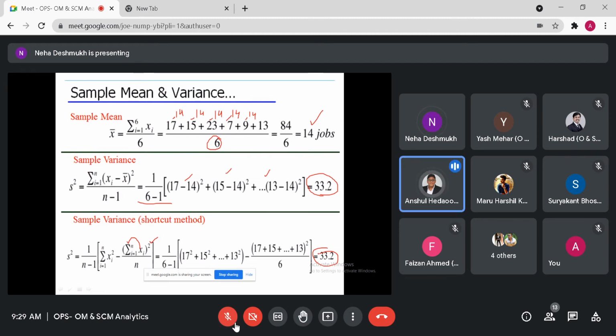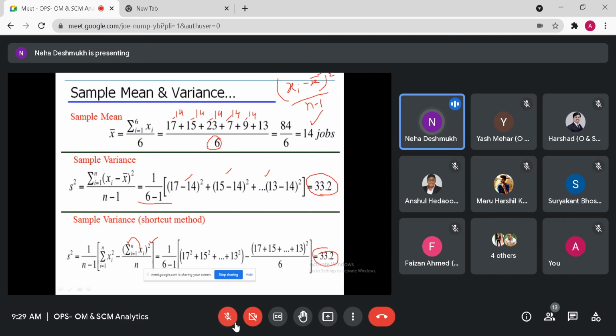Ma'am, can you explain it again once, please? The formula to calculate sample variance is xi minus x bar whole square, upon n minus 1. So first calculate the x bar. X bar is the mean. So x bar is the addition of all observations upon total number of observations. This is the definition of mean, right? Yes, ma'am. So this is the mean.